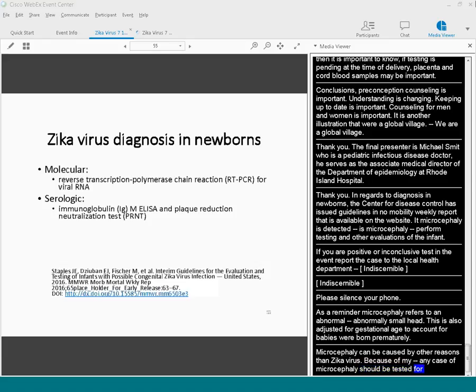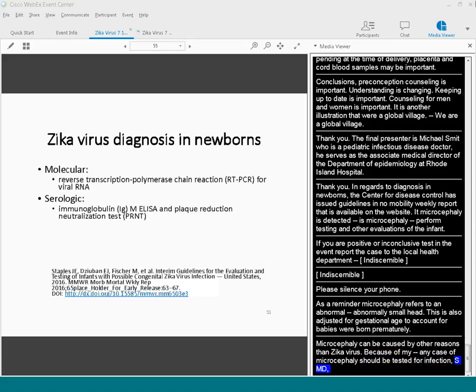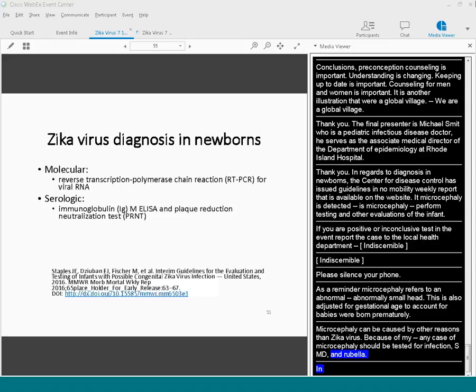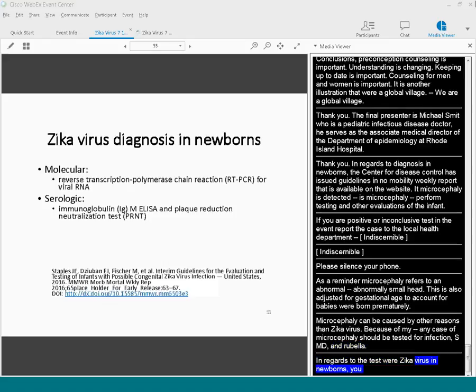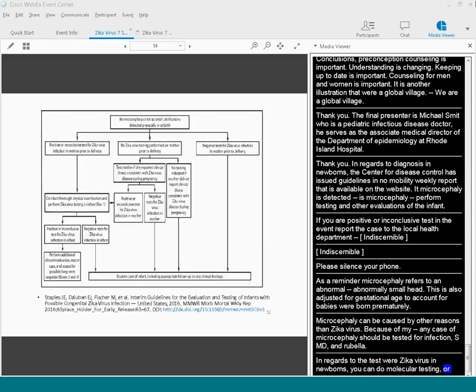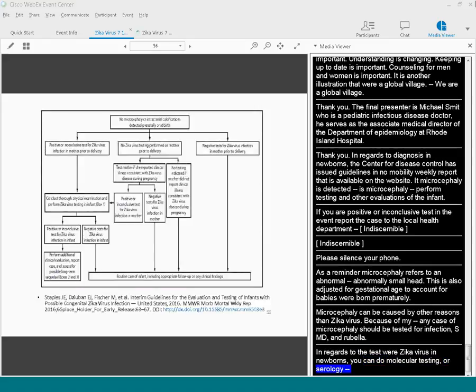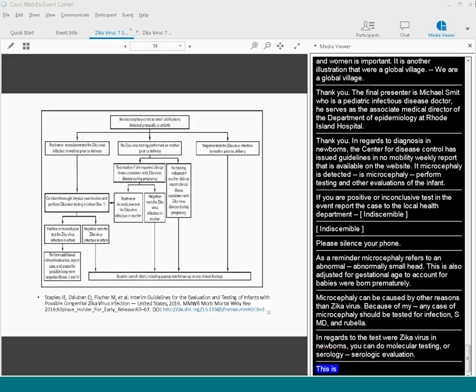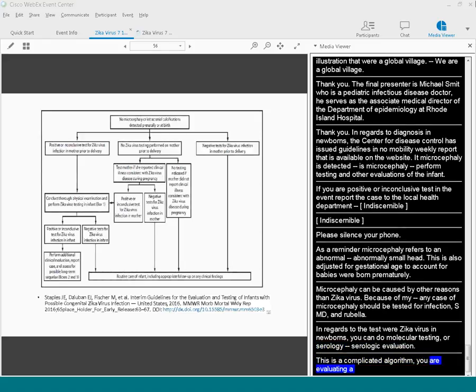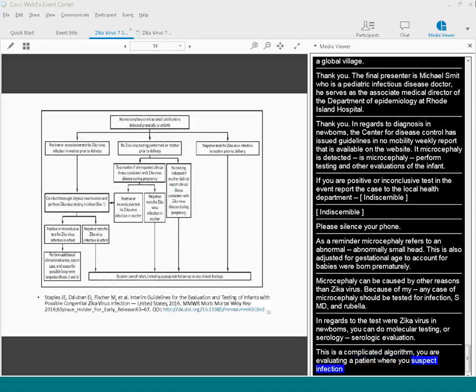In regard to the test for Zika virus in newborns, you can do molecular testing, which is a reverse transcription PCR for viral RNA, or serologic evaluation, which would include an ELISA. This more complicated algorithm is when you are evaluating a patient where you suspect Zika virus infection, but there's no evidence of intracranial calcifications or microcephaly either during the pregnancy or shortly after birth.